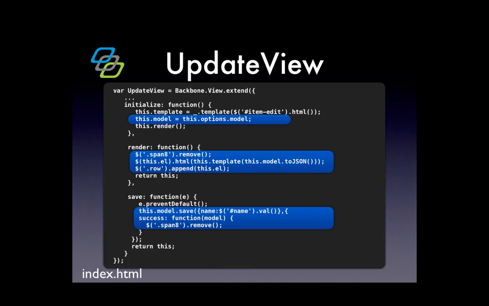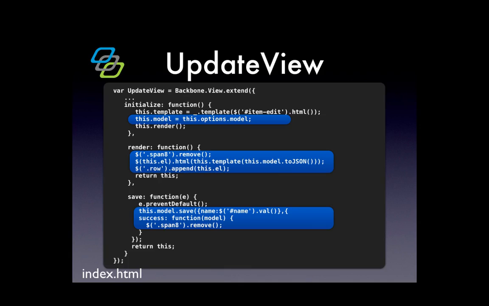And here's my update view. Here you can see I'm declaring that this.model equals this.options.model. So when I pass in that argument from the router and I pass in that model, I can then pull it out of there. You can declare any kind of option to pass into your view, but in this case I'm just declaring that I want to pass in this model object.